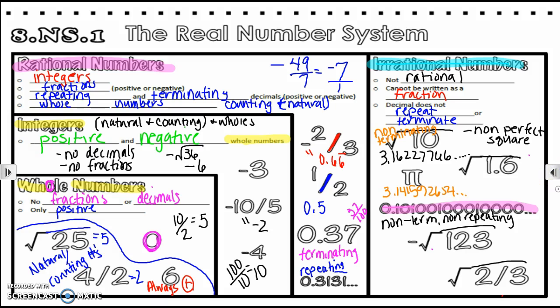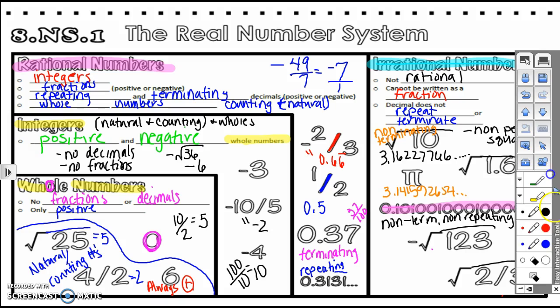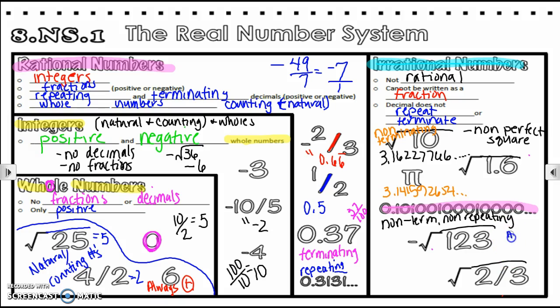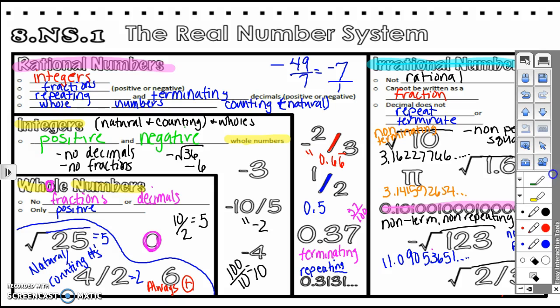The negative square root of 123. First of all, this is not a perfect square. And when we put this into our calculator, we get approximately, and I say approximately because it's not going to be an exact number, 11.0905361. And this goes on and on forever. This is a non-repeating, non-terminating decimal.